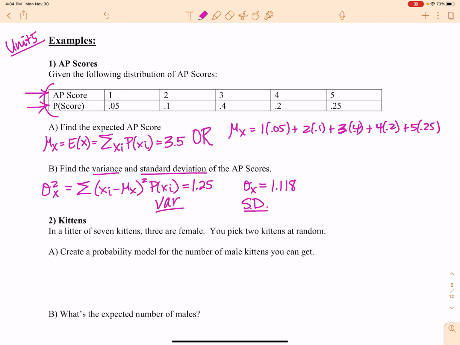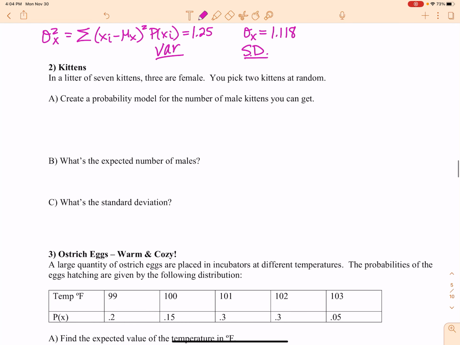Now let's scroll down here to example 2. Notice right away that example 2 does not give you the table. You have to create the probability model for this. So let's work on this. This is where your skills from the last unit of probability are going to help you.